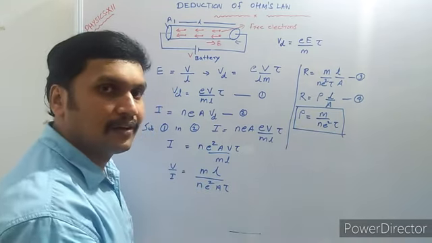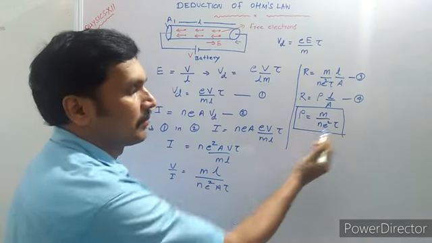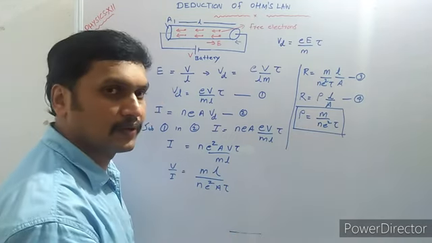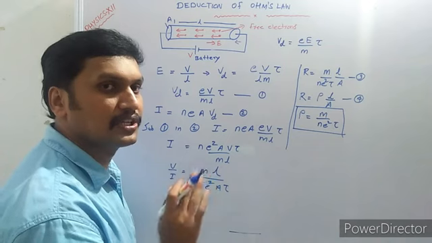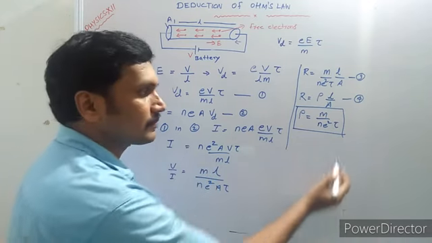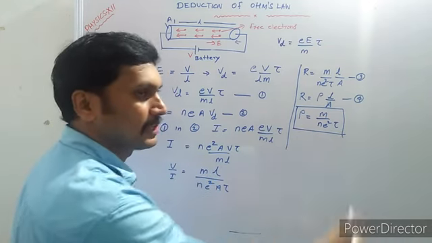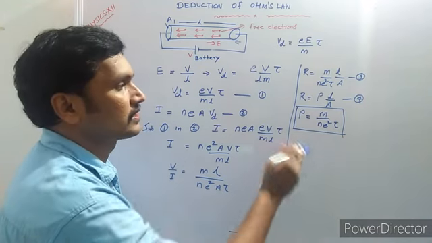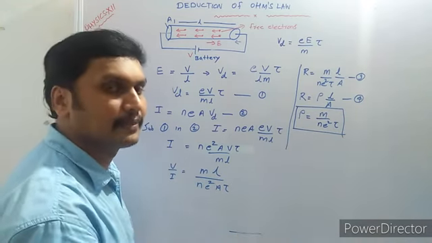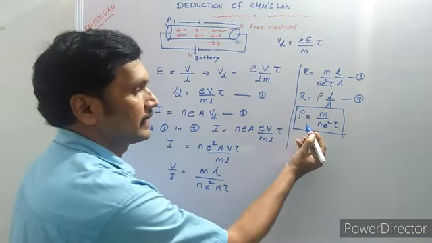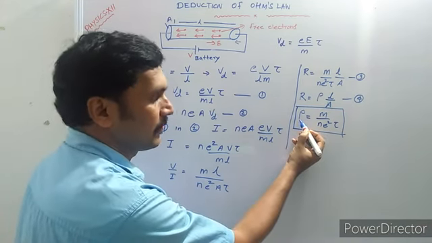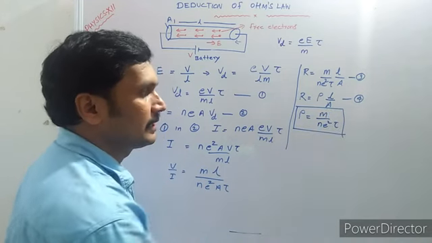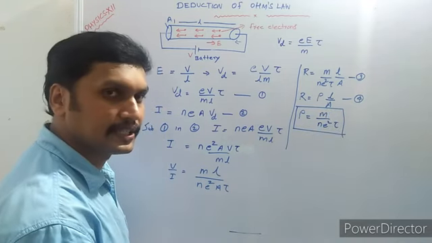m and e are constant. The mass of electron and charge of electron do not change under any circumstance. And you know that relaxation time is temperature dependent. We discuss how the resistivity depends on the temperature in some other sections. So here the expression for the resistivity rho is equal to m by n e square into relaxation time.